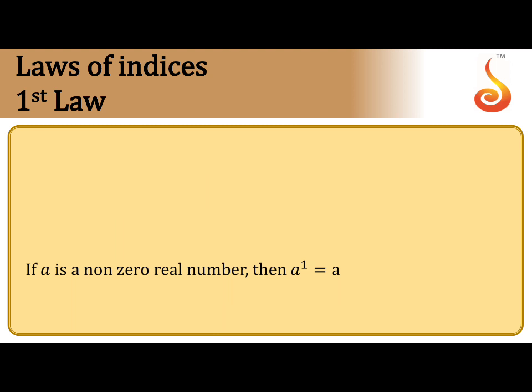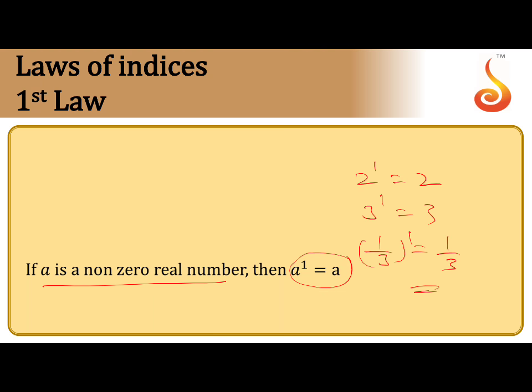Laws of indices. We have different laws. Let us start with the first law. If a is a non-zero real number, then a power 1 equals a. That means anything power 1 is itself only. If you take 2 power 1, it is 2; 3 power 1 is 3; 1 by 3 whole power 1 is also 1 by 3. So anything power 1 is itself only. That is the first law of indices.